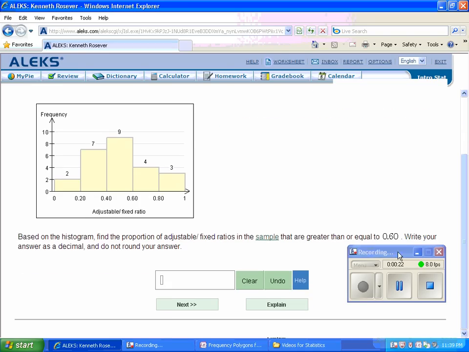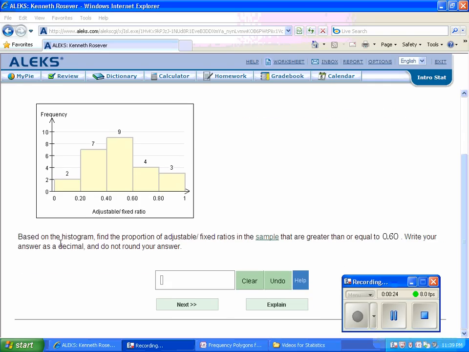And you can see in this one, the question is, based on the histogram, find the proportion of adjustable fixed ratios in the sample that are greater than or equal to 0.60. Greater than or equal to 0.60. Write your answer as a decimal and do not round it. And that's the key. Write your answer as a decimal. Don't write it as a percent, and be sure to include those that are greater than or equal to 0.60.